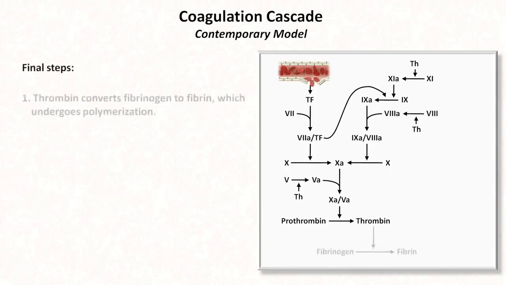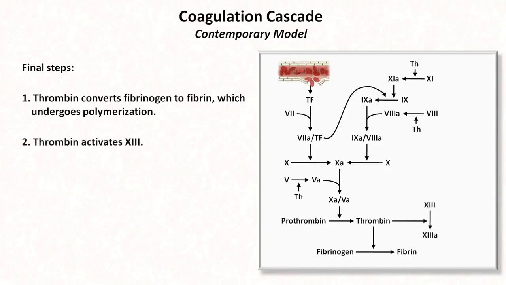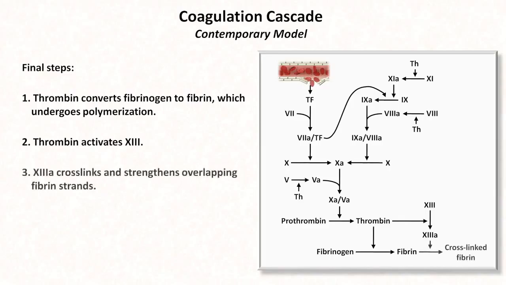In the final steps, thrombin converts fibrinogen, both that which is circulating and that which has been recently released by activated platelets, to fibrin. Soluble fibrin monomers spontaneously polymerize into relatively weak threads. Factor 13A, which is also activated by thrombin, then cross-links and strengthens the overlapping fibrin strands. The cross-linked fibrin, which forms a 3-dimensional mesh in which red blood cells and platelets become trapped, represents the final step in the conventional coagulation cascade.